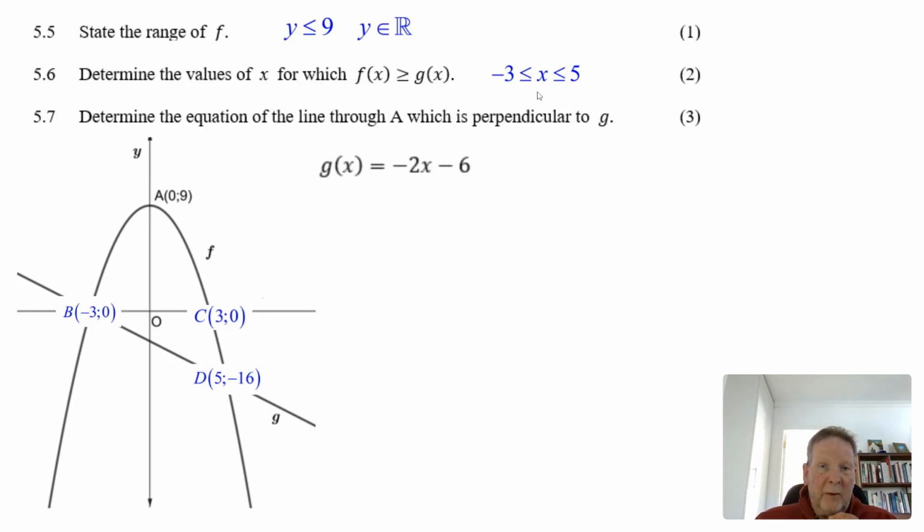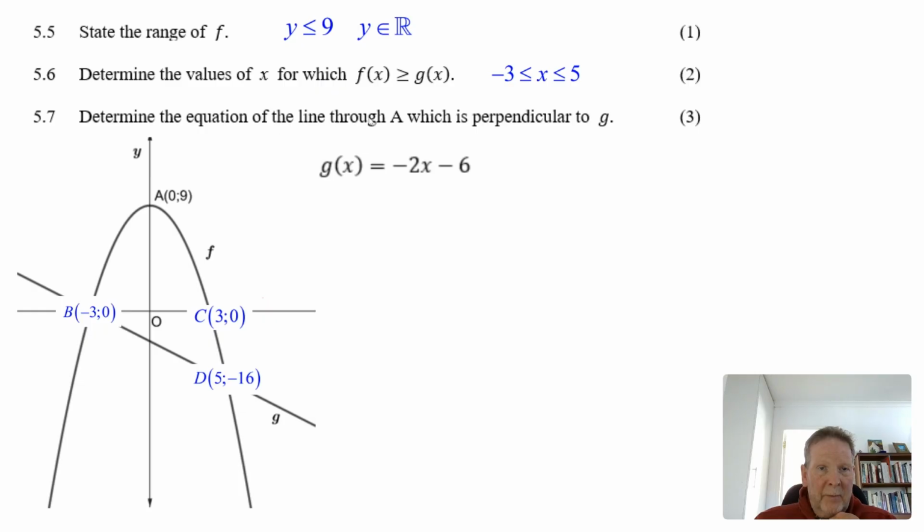This is actually a set with these inequality signs. It's the intersection of two sets where everything less than 5 and greater than minus 3 cross. In between 5 and minus 3, that's where f is greater than or equal to g.